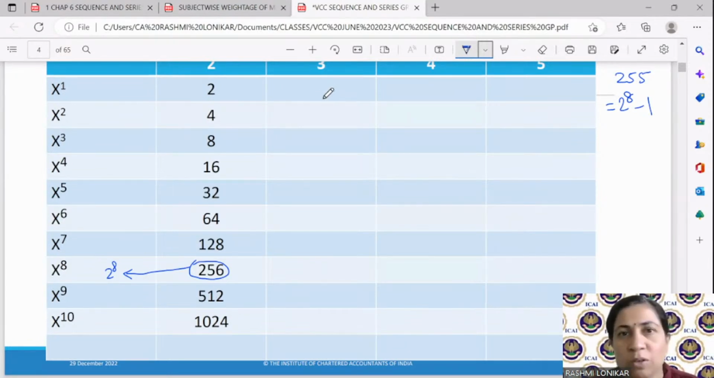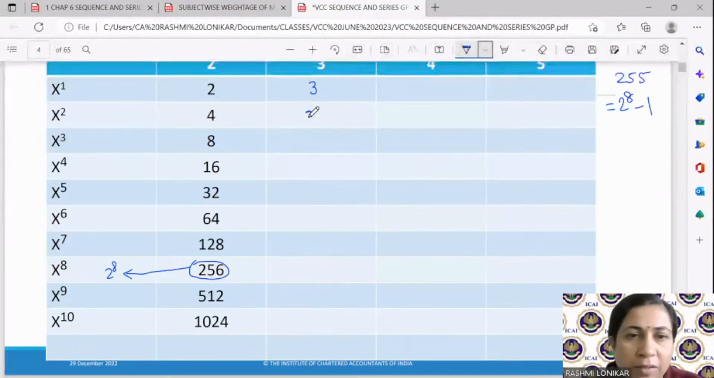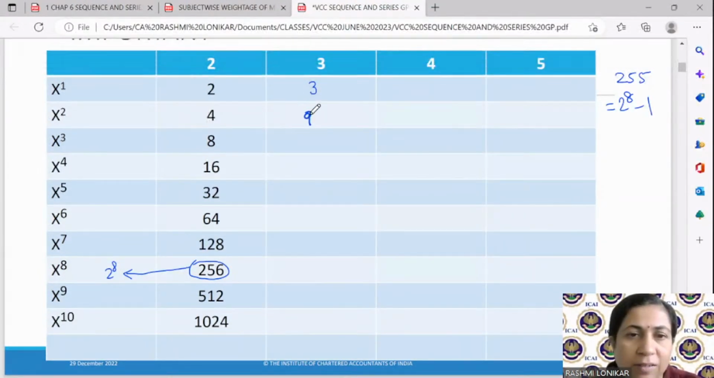Similarly, if I want to do it for 3, 3 raised to 1 is 3. Let me make it a little broad. Then 3 square is 9. 3 cube is 27. 3 raised to 4 is 81. 3 raised to 5 is 243, and so on. So you should be able to complete it.